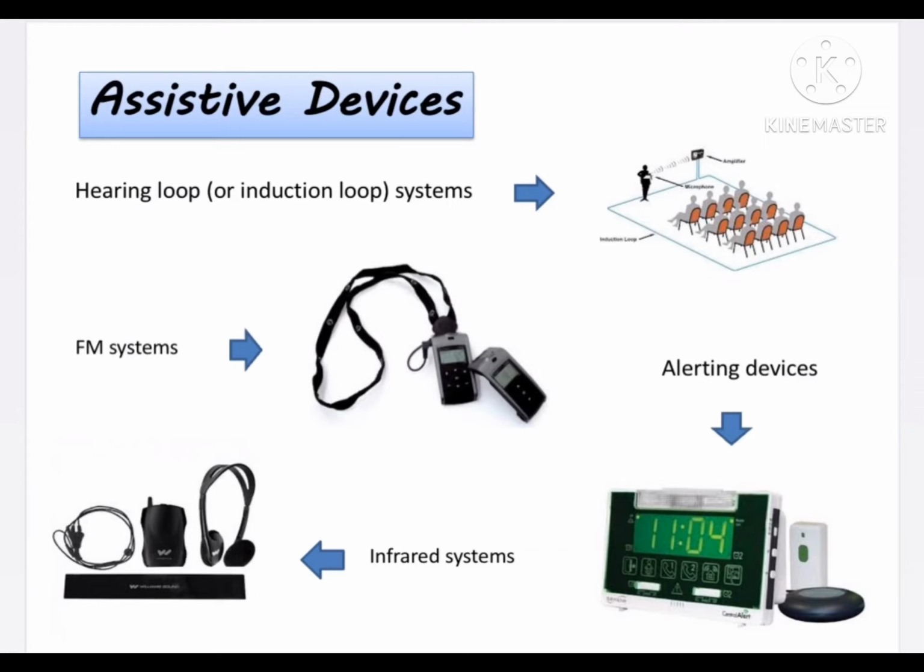Next are alerting devices such as a doorbell, telephone, or alarm. Another device is infrared systems, which use infrared light to transmit sound. A transmitter converts sounds into a light signal and beams it to a receiver that is worn by the listener.